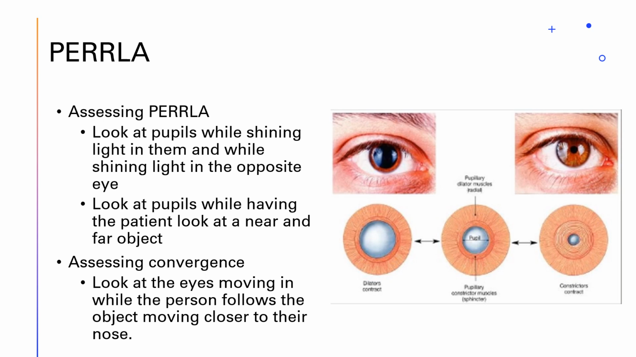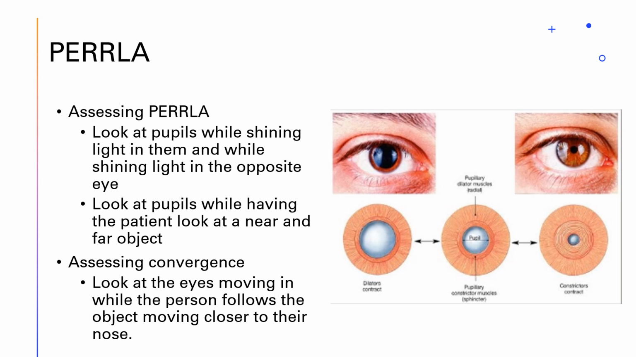Next, we need to dim the lights and have our pen light or flashlight ready. Have the patient focus out in the distance and move your pen light from side to side, briefly shining it into each eye while watching that specific pupil that you shine the light in to see if it constricts when the light shines in it. Next, we're going to repeat shining the light in one eye, but we're going to observe the opposite pupil for reaction. The pupil that does not have the light shining in it should also constrict.